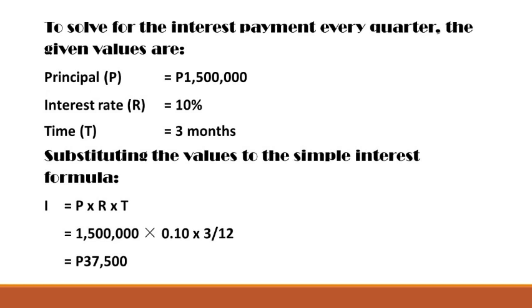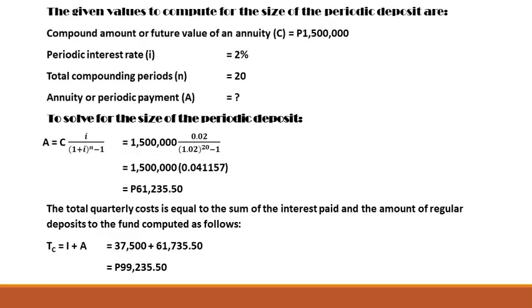To find the quarterly cost of her borrowing, we need to solve for the interest payment every quarter. The given values are the principal P, which is 1,500,000 pesos, interest rate R, which is 10%, and time T, which is 3 months. Substituting the values to the simple interest formula, interest is equal to principal multiplied by rate times time, which gives us a total interest of 37,500 pesos. Here, we are going to find the periodic payment which Annie has to pay quarterly.